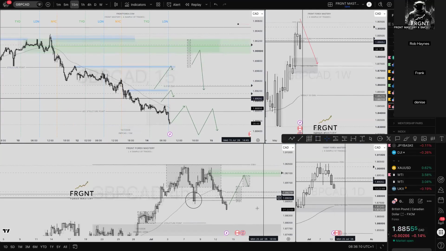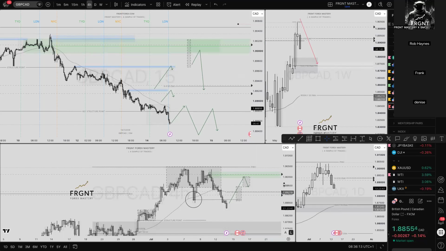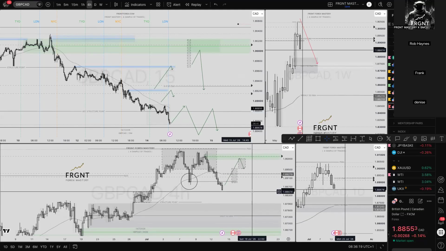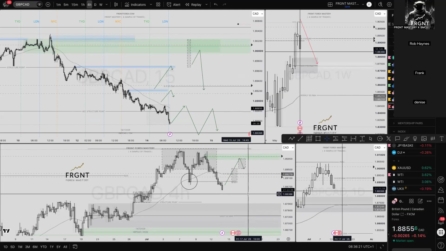If that doesn't materialize and price comes down to these lows before it moves back to the highs, then again, it's the same process. We've got a plan in place, but I appreciate I won't waste your time on that plan just yet. It's more than likely we'll probably go over that tomorrow.